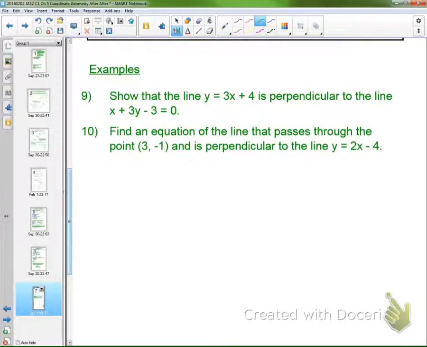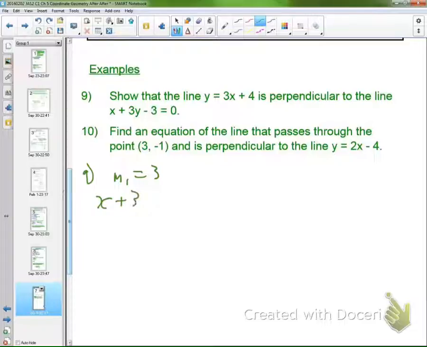So we have a line, and we want to show that it's perpendicular to another line. So all we need to do is find the gradients of these two lines, and then see what the product of them is. So, one of our gradients is quite clearly equal to 3. The other one, we need to rearrange the equation first.